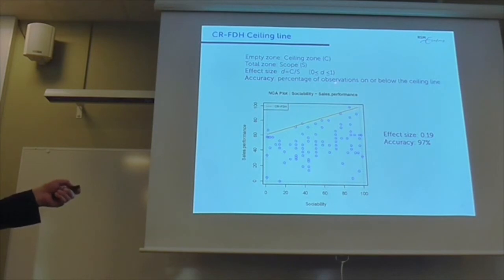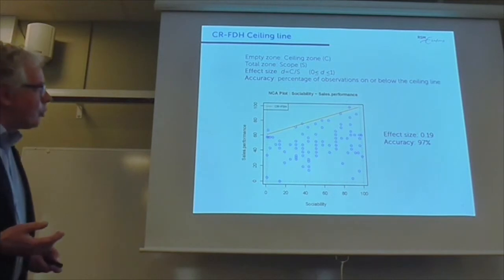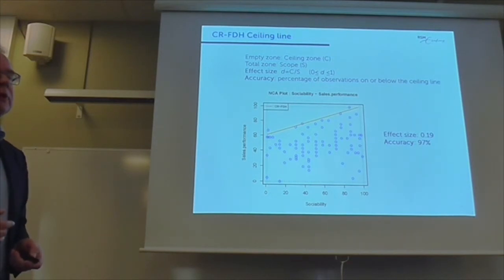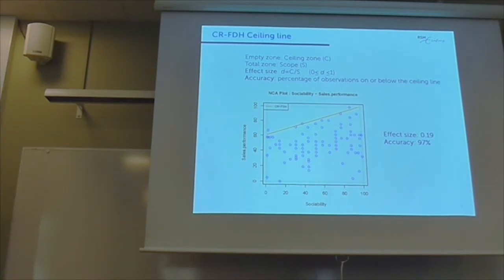And the accuracy is the percentage of observations on or below the line. So accuracy in this case is 97% and the effect size is 0.19. So almost 20% of the total space is empty. But that accuracy number you only use when you have the CR ceiling type. You can also use it with the other one, but then it's 100%. Exactly. Yeah. The one is by definition 100%, and other lines usually have some inaccuracies.